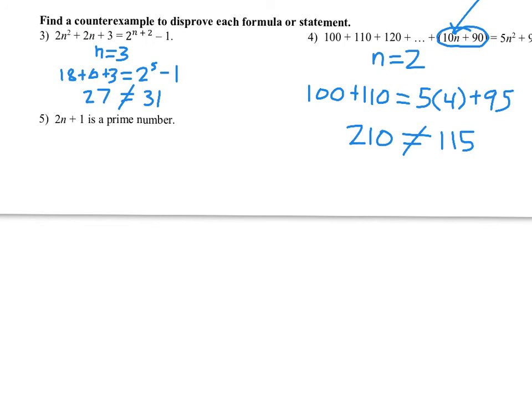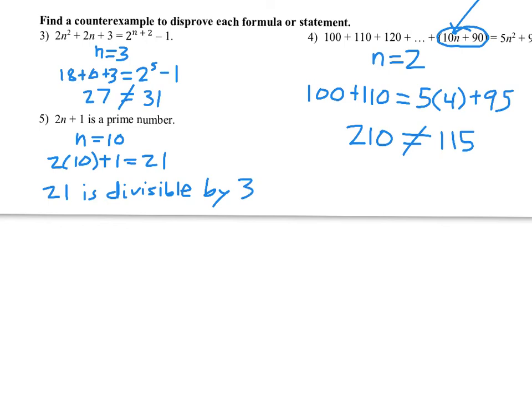Okay, 2n plus 1 is a prime number. And you don't always have to start from 1. Let's do a big number. Let's just try n equals 10. Alright, so when n equals 10, we get 2 times 10 plus 1 equals 21. 21 is divisible by 3 and 7. So we just disproved that statement.